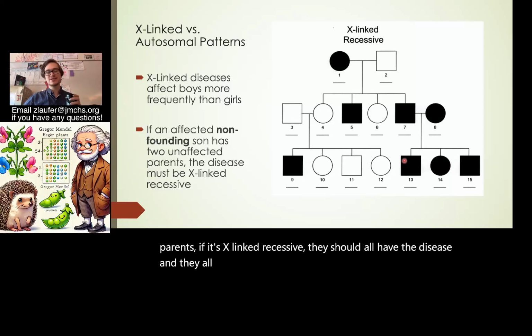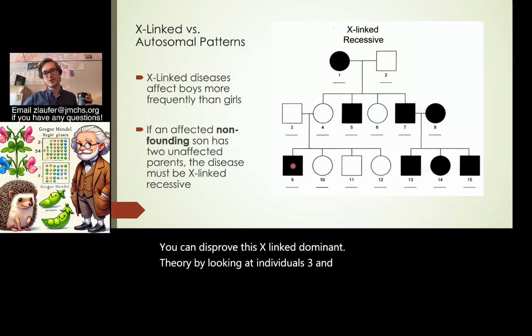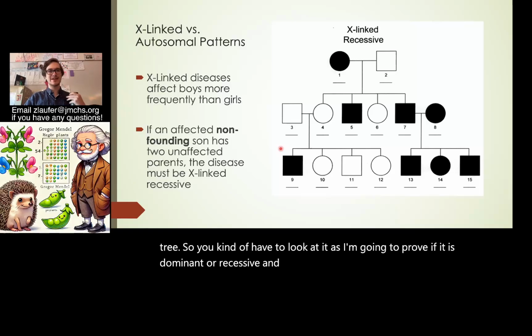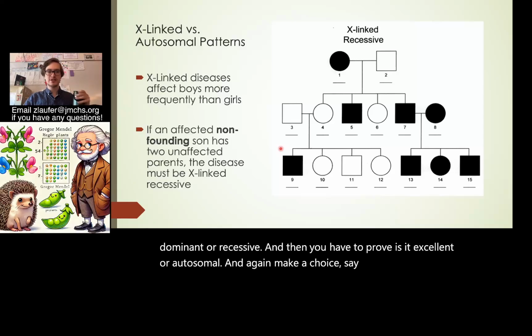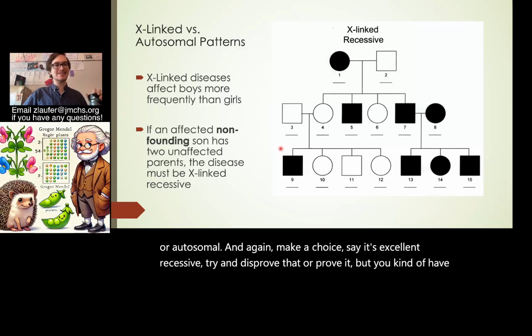You can disprove this X-linked dominant theory by looking at individuals 3 and 4 having a child with the trait. So you kind of have to look at it as, I'm going to prove if it is dominant or recessive, and then you have to prove, is it X-linked or autosomal. And again, make a choice. Say it's X-linked recessive, try and disprove that or prove it. But you kind of have to make a guess and check and see how it goes.